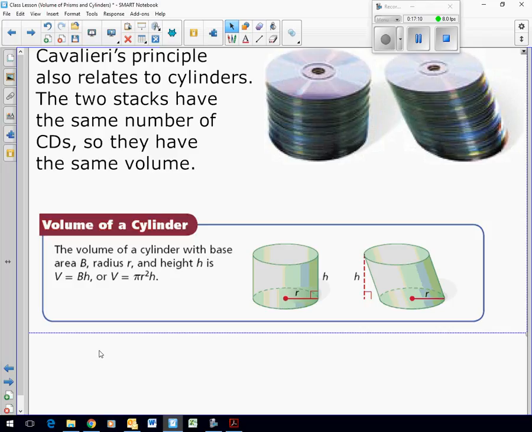Miss Miller, what base is at the bottom of your cup? What kind of base is it? What shape is this? A circle. If you wanted to take the volume of your bottle, you would find the area of the circle and multiply it by the height, right?